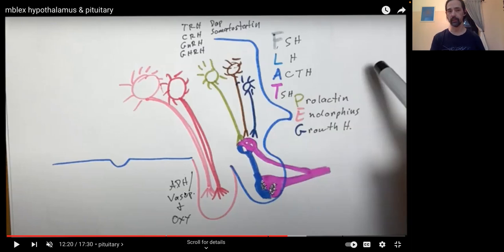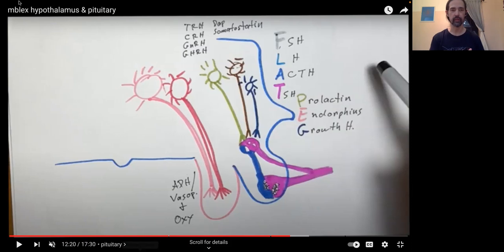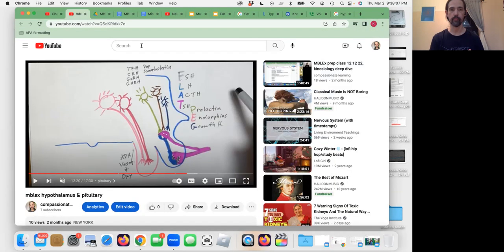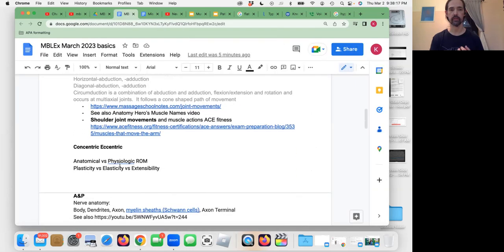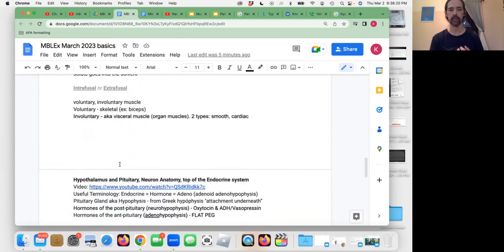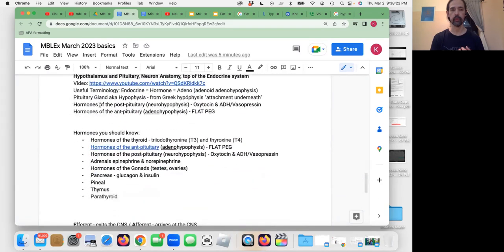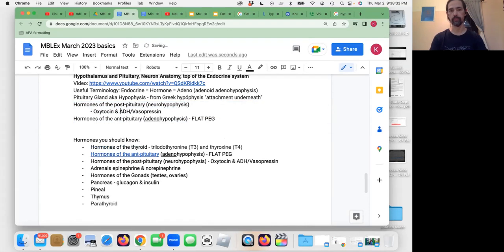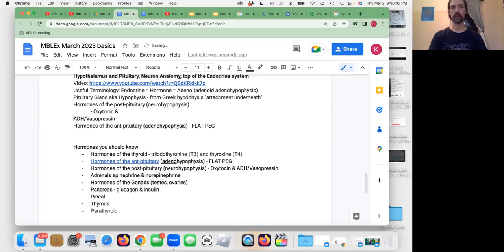And ADH, also known as vasopressin, as well as oxytocin, are stored and released in the posterior pituitary. That's the neurohypophysis. So I just added this. So down here, if we take a look at hormones of the posterior pituitary gland, it's oxytocin and ADH or vasopressin. Let me just make that a little bit more. Yeah, oxytocin and ADH or vasopressin.